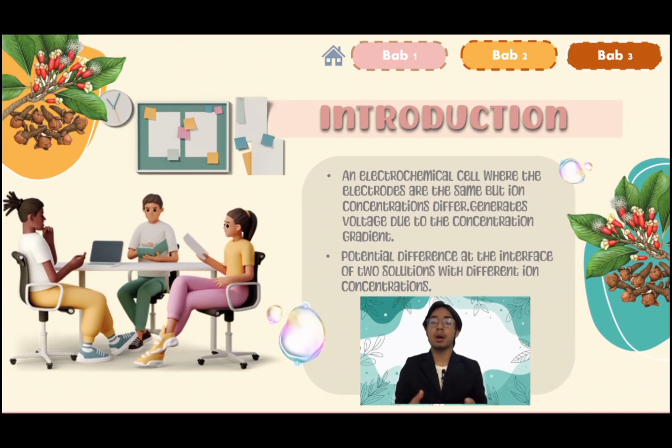In this experiment, we investigate an electrochemical cell where the electrodes are identical but the ion concentrations differ. These differences generate voltage due to the concentration gradient. Additionally, the potential difference at the interface of two solutions with different ion concentrations, known as the liquid junction potential, will also be studied. These concepts are essential for understanding the behavior of electrochemical systems and their practical applications.